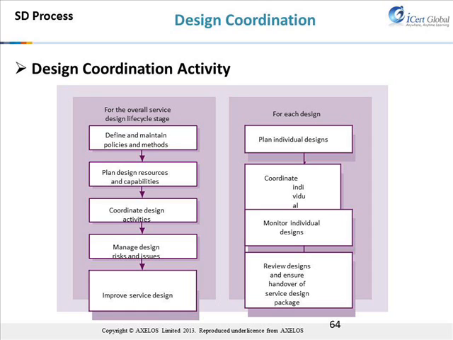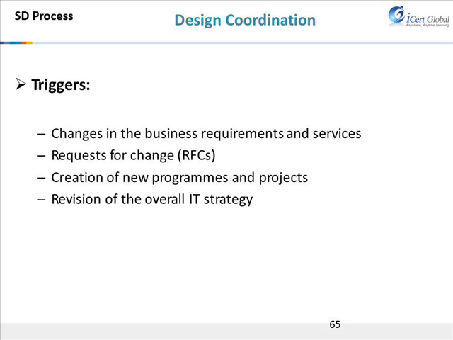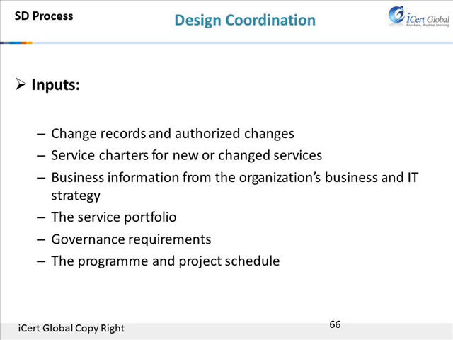Triggers. The triggers for the design coordination process are changes in the business requirements and services. Inputs. A number of sources of information are relevant to the design coordination process. These include change records and authorized changes, service charters for new or changed services, business information from the organization's business and IT strategy, the service portfolio, governance requirements, and the program and project schedule.